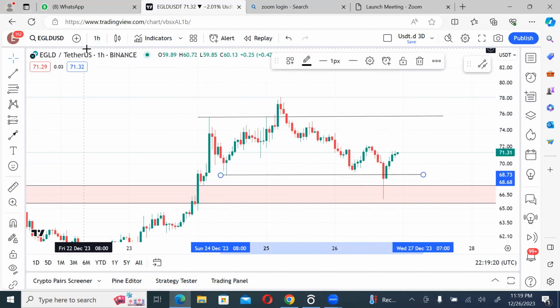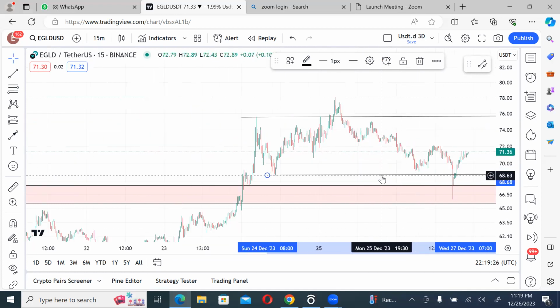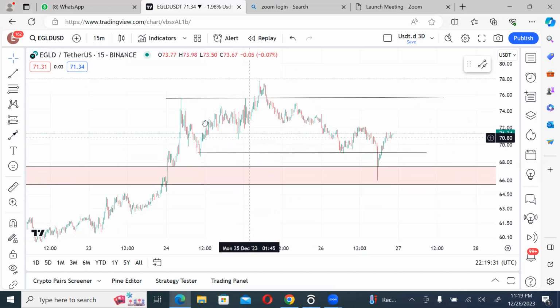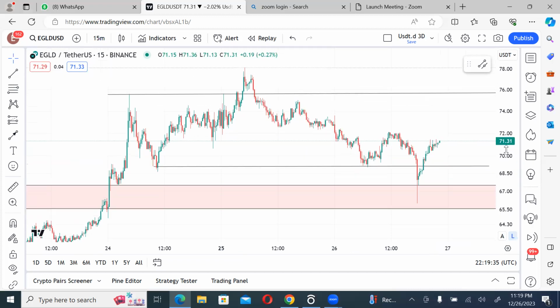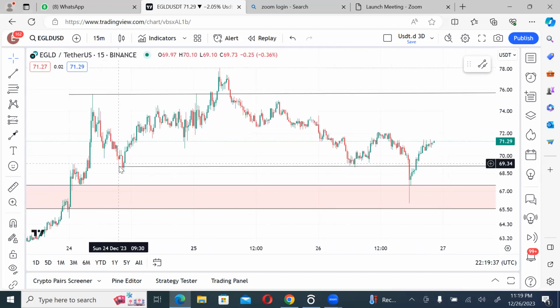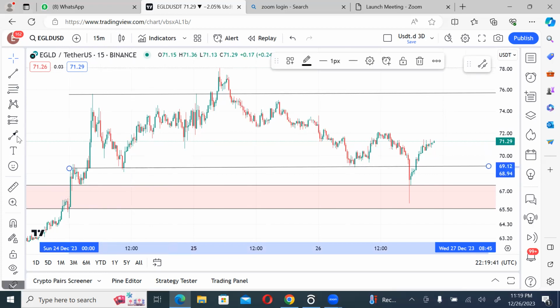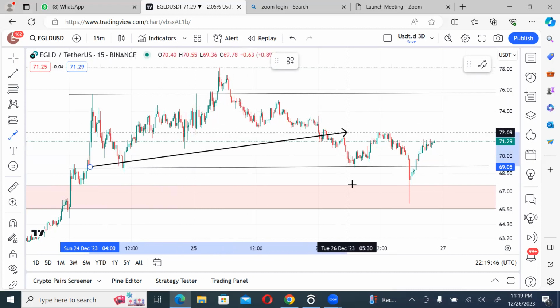Let's go down to the 15 minutes and see what it's looking like. All right, this is what it's looking like. Price has been in this range for some time now. Look at the range. This is our range. Price has been moving within this range. Look at price moving here, right inside of this range.